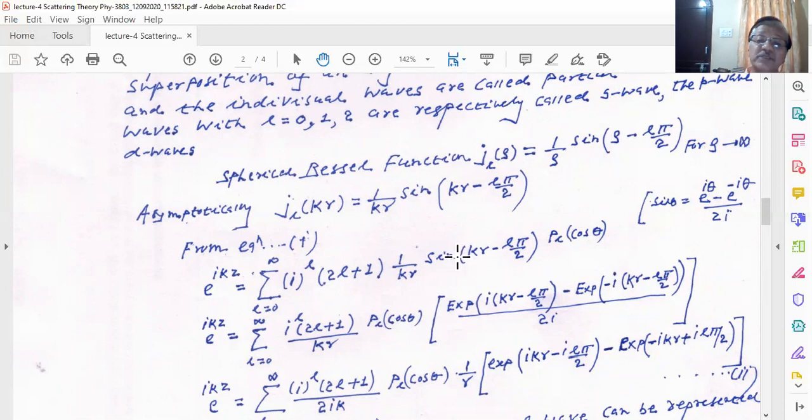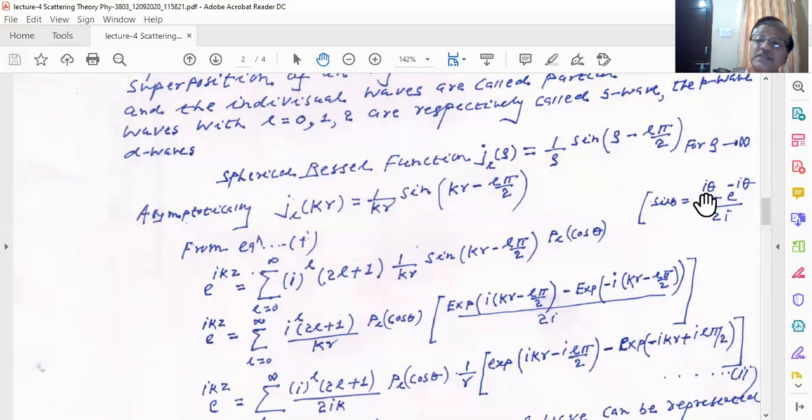And now you know the sine of theta. This is sine theta, where theta is KR minus L pi by 2. You have studied sine of theta is always e to the power of i theta minus e to the power of minus i theta divided by 2i. So using this expression, I can now write this sine theta, where theta is simply KR minus L pi by 2. So you can use this expression.